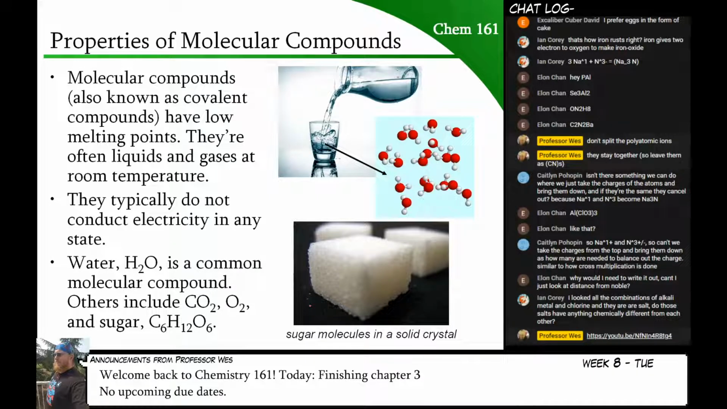On the screen, you can see molecular compounds. I have put up a picture of water molecules. These water molecules are independent of each other. So, for example, this molecule right here is not interacting with this molecule in any way. Neither are these two. They are all independent of each other. They aren't connected to each other, not like ionic compounds.